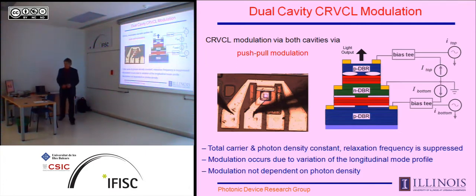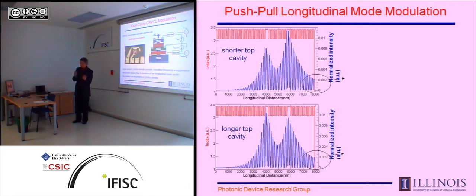And what we want to do here is vary the current into each cavity, but do it out of phase with each other. So when we inject carriers into one cavity, we're extracting the same number from the other cavity, and vice versa. So the net total carrier concentration and photon density in the cavity remains constant, but we are varying where the carriers are in the two electrical cavities.